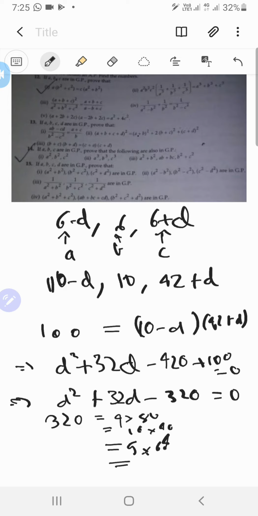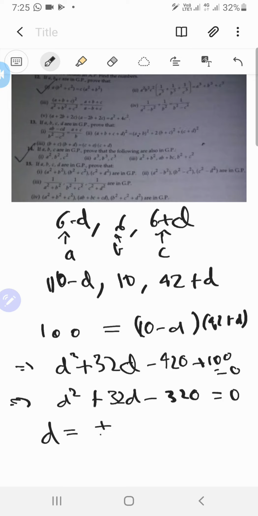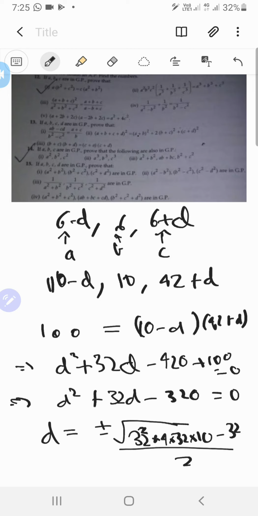32 into 10, we already saw that won't work. Okay, let's just use the quadratic formula now. Enough of this. So D equals plus minus root of B squared, which is 32 squared, minus 4AC, which is going to be plus 4 into 32 into 10. And then minus 32 upon 2.